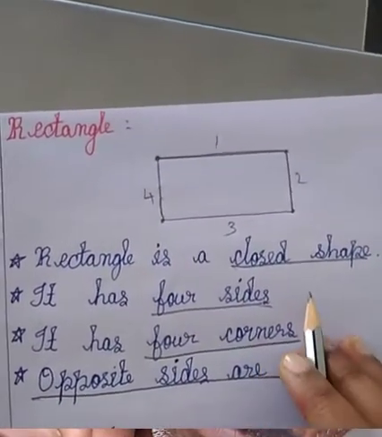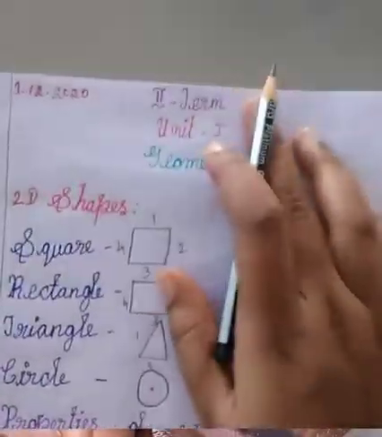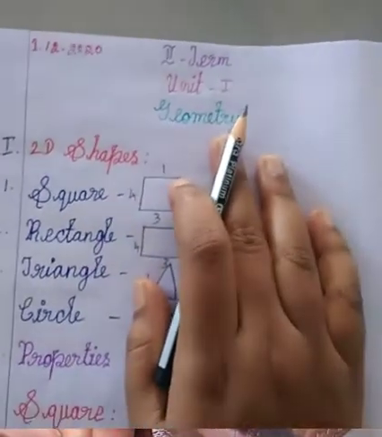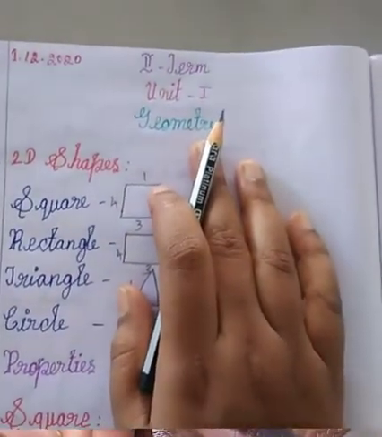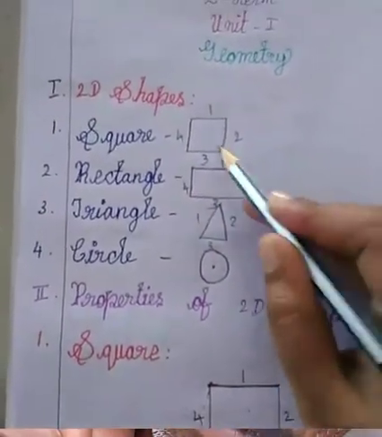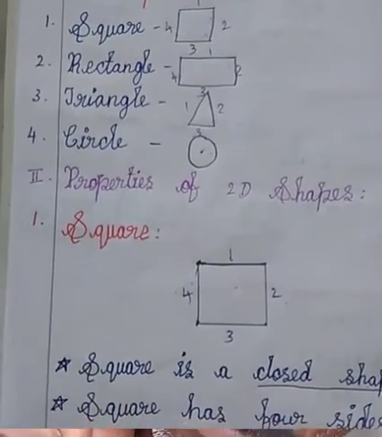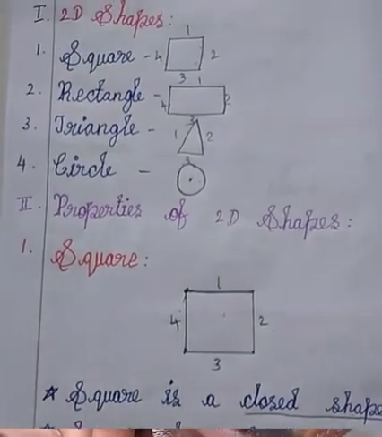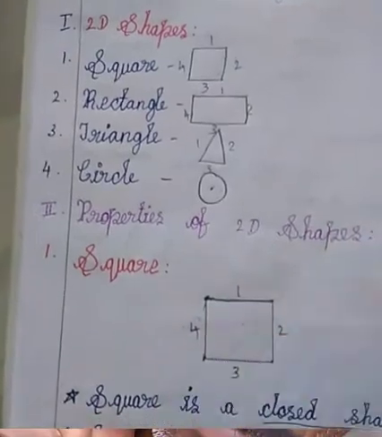Okay, once again I recall the topic. Listen carefully. Second term, unit 1, geometry. Geometry means nothing but learning about points, lines and shapes. Okay, you already know the 2D shapes: square, rectangle, triangle and circle. We are going to see the properties of 2D shapes. In this class we are going to see the properties of two shapes, square and rectangle.